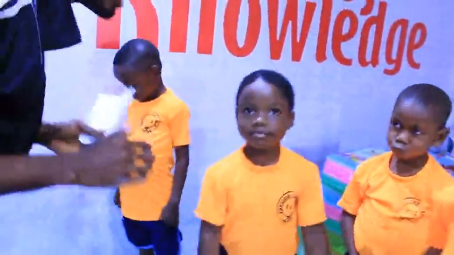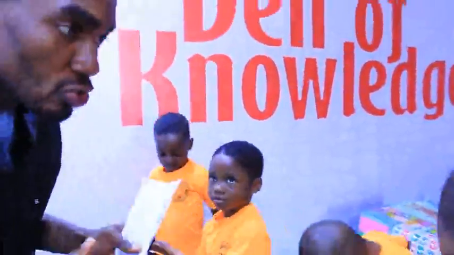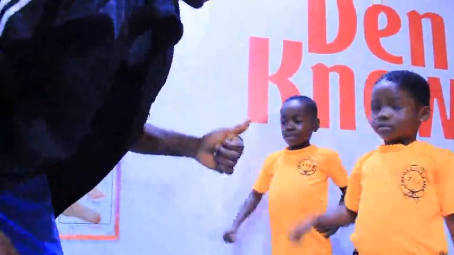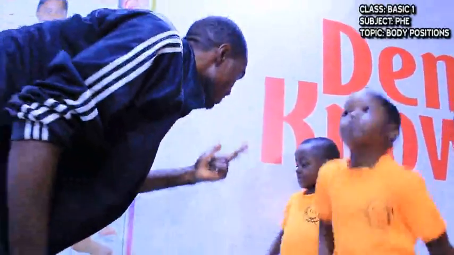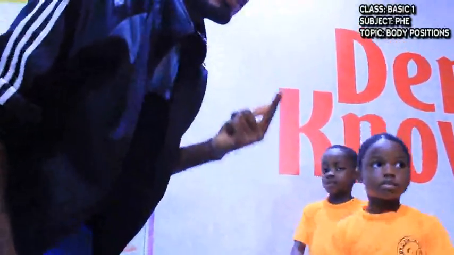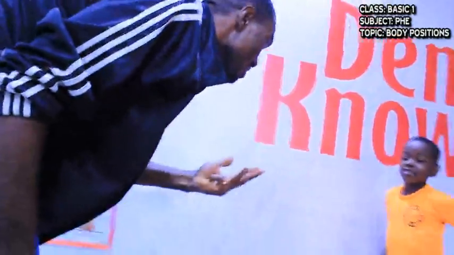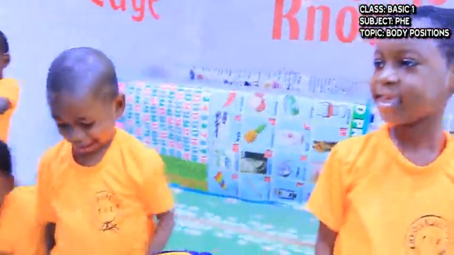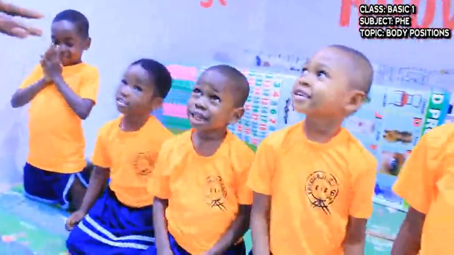These are the basic body positions we have. Number 1, we say is standing. Number 2, we say is sitting. Number 3, we say is kneeling. And number 4, we say is lying. Everybody say lying. Good.